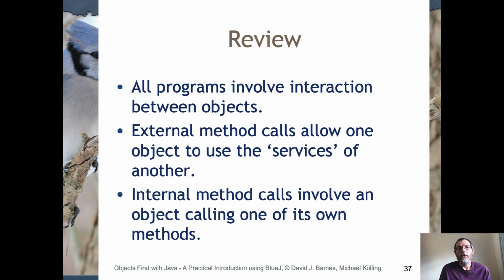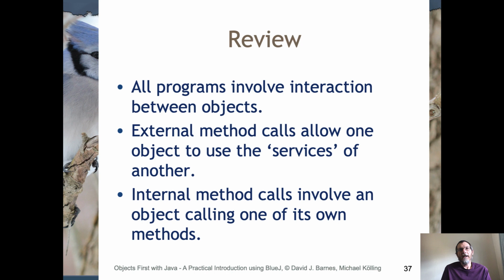So in review, what we've seen is that all programs involve interaction between objects, and the way that we represent that in source code is to write external method calls. And it's often useful to be able to talk about client objects and server objects. So the object making a call we call the client object, and that makes use of the services provided by a server object, or the object on which the method is being called.